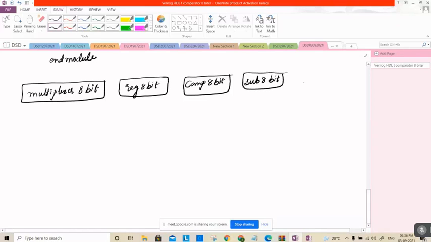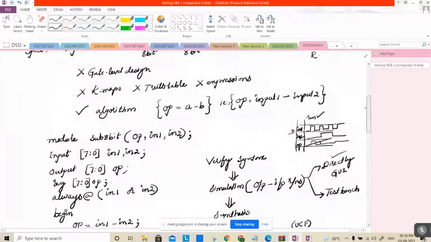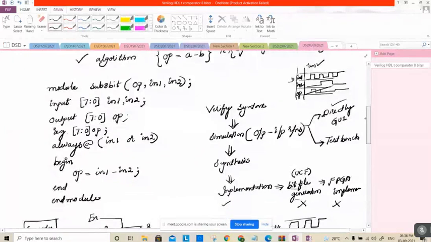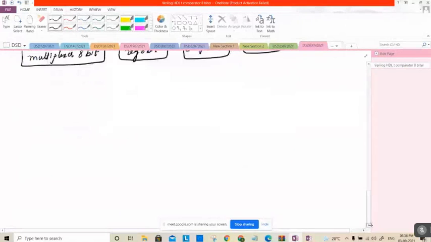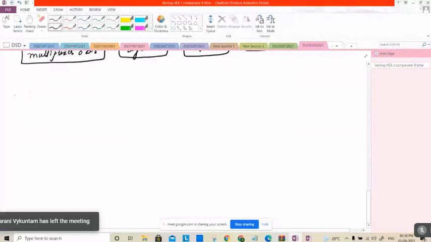Then anything else? Just parallel in parallel out register. Right. Register is written here already. 8-bit register. Yes, sir. Register is written here. Right. Now all these blocks are going to work based upon the Verilog code that we have written here. Right. Okay. Now next.